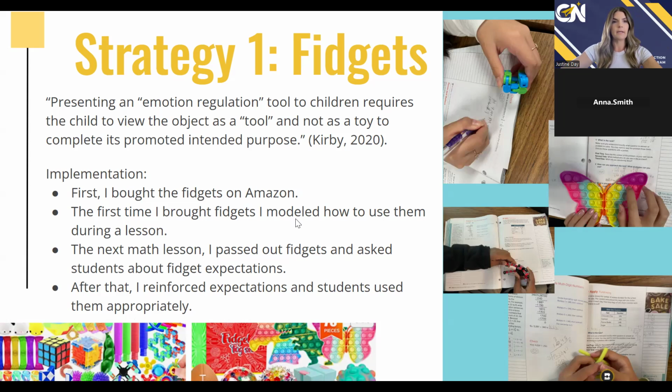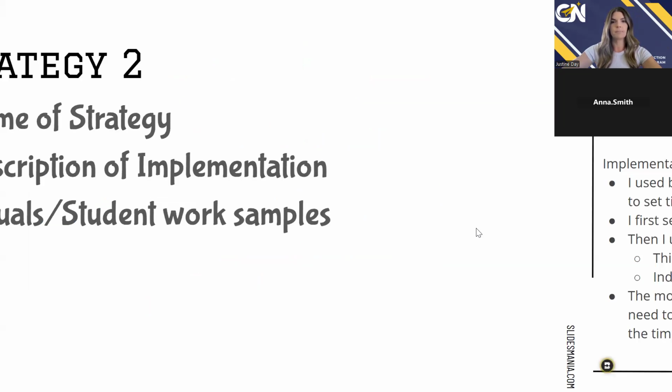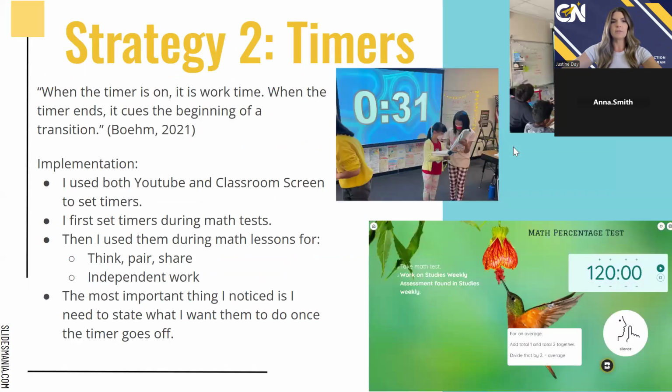Okay. Then strategy 2, so same thing, just your next strategy. Her second strategy was timers. She decided to add a quote for each one based on her research. So she added a quote, and then she has how she implemented it. And these were some pictures of her timers that she used, the different kinds, and her students in class while they were being implemented. And then when you're presenting, you would just describe the pictures that you chose to add in your presentation.